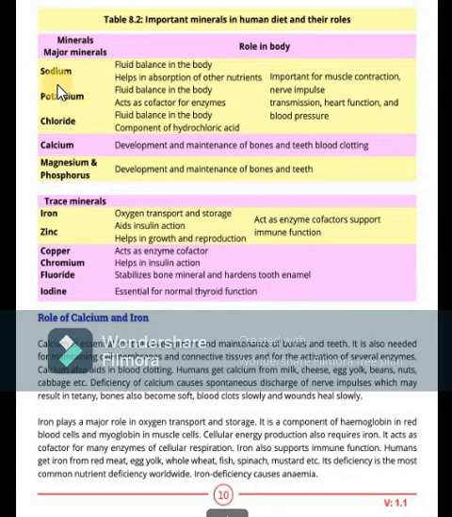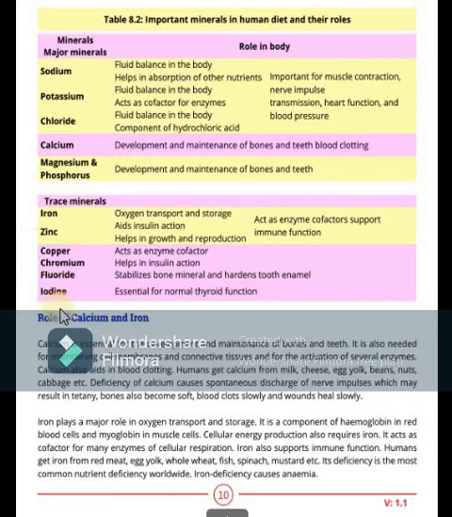These are the major minerals. Sodium maintains fluid balance in the body and helps in the absorption of other nutrients. Potassium maintains fluid balance and acts as a cofactor for enzymes. Chloride maintains fluid balance and is a component of hydrochloric acid. Sodium is also important for muscle contraction, impulse transmission, heart function, and blood pressure. Calcium plays a role in the development and maintenance of bones and teeth, and also in blood clotting. Magnesium and phosphorus help in the development and maintenance of bones and teeth.